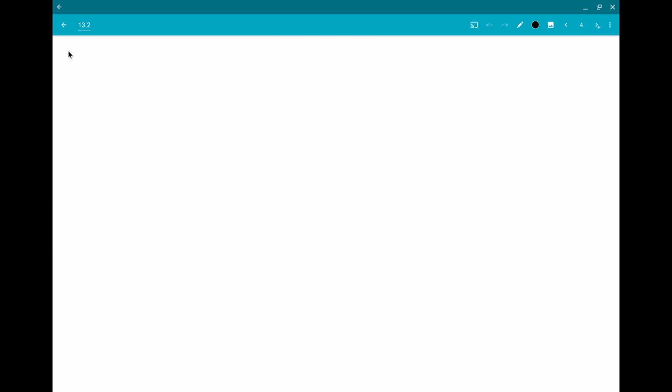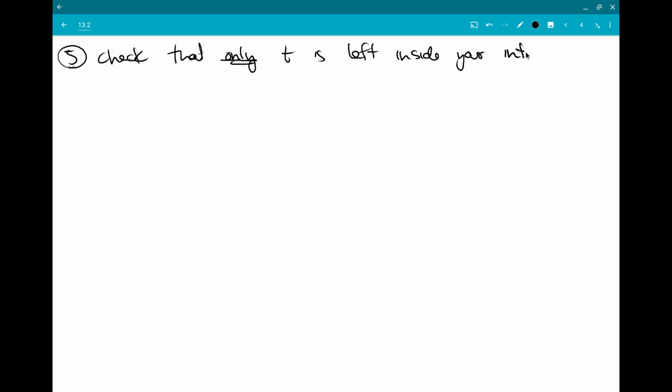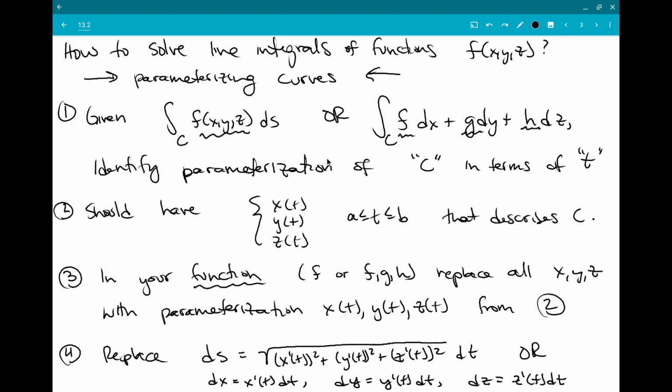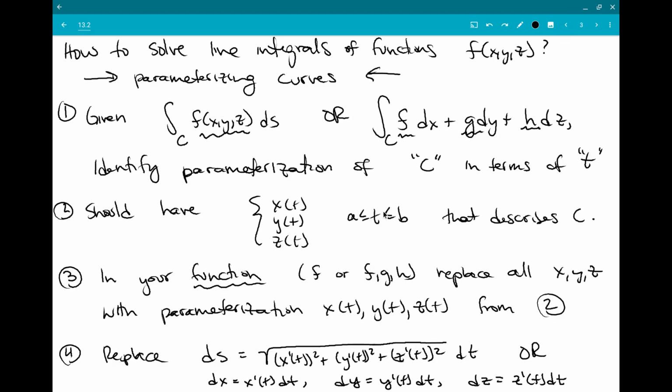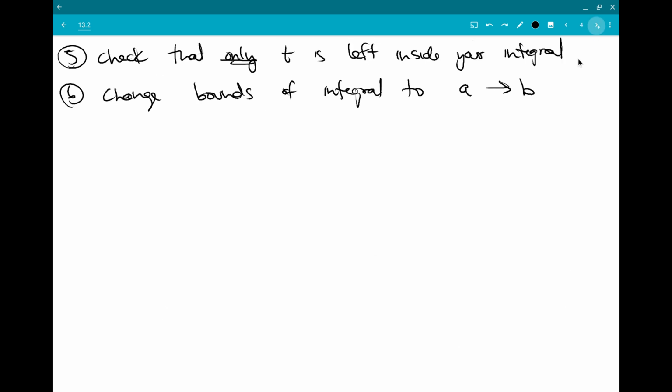And so your fifth step is just to check that only t is left inside your integral. If you have any x's, y's, or z's left over, then something went wrong and you need to go back and see what you didn't plug in. And then using a less than or equal to t less than or equal to b, the bounds of your parameterization when you set up your curve C, you're just going to change the bounds of your integral to run between those values.